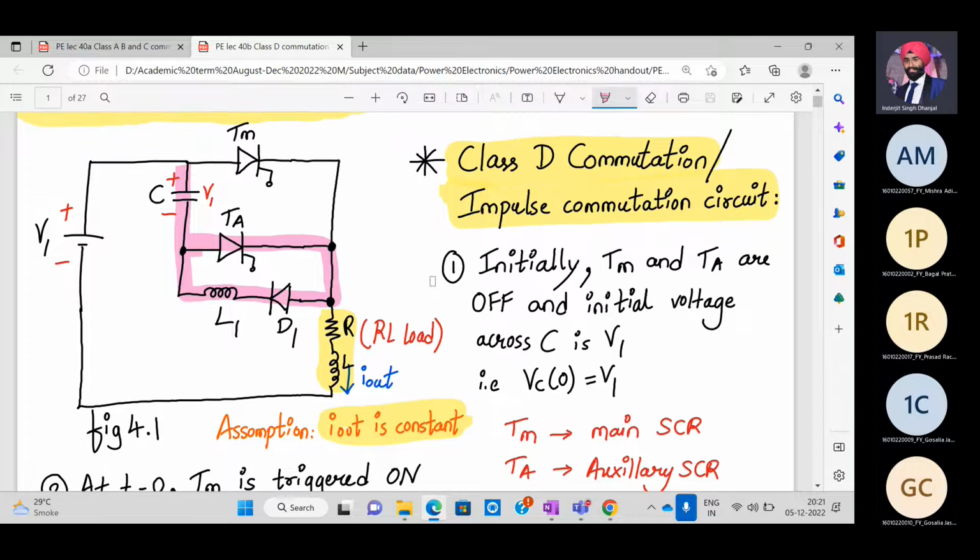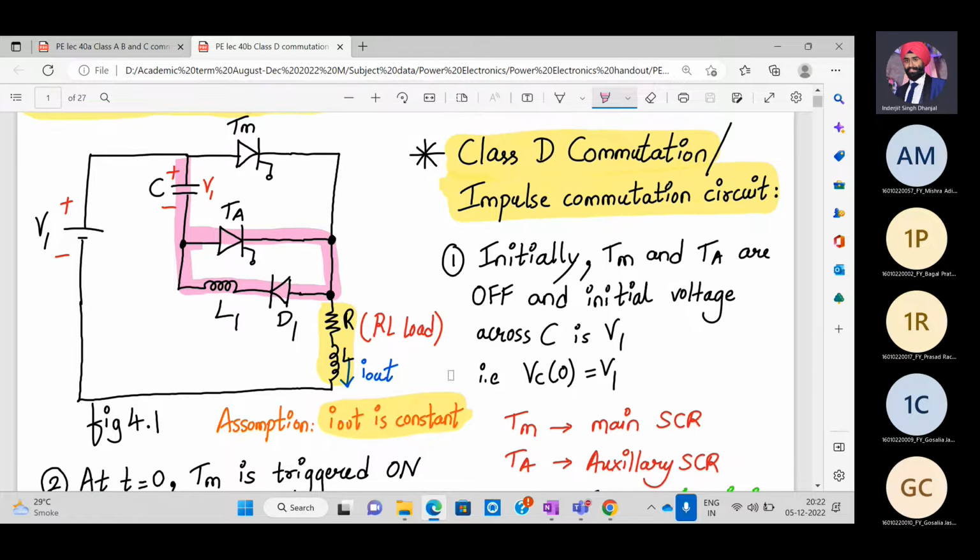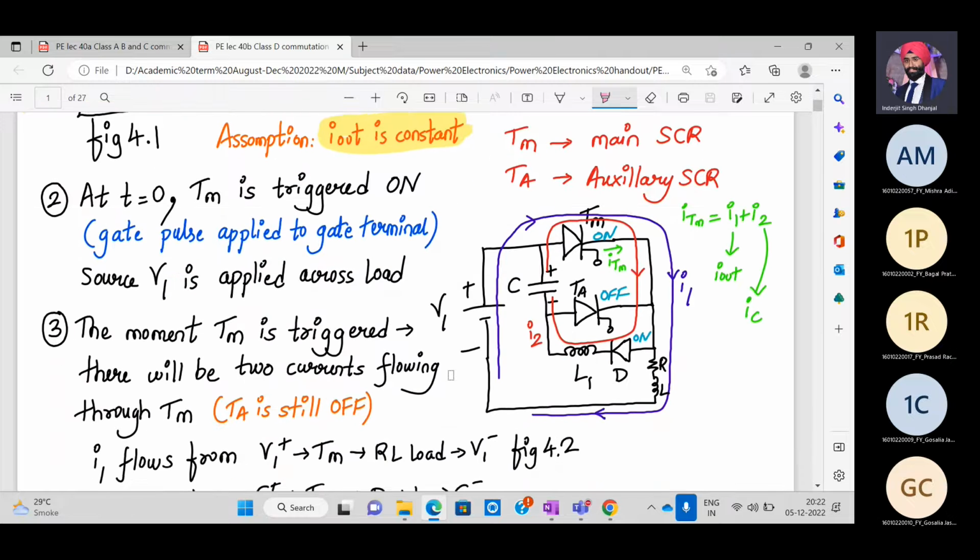Okay. Now listen carefully. First, we initially assume that both TA and TM are off. And we assume that the initial voltage across the capacitor is V1. What is the initial voltage across the capacitor? V1. So VC0 is V1. TM is the main SCR, TA is the auxiliary SCR. Now, at time t equal to 0, your TM is triggered on.